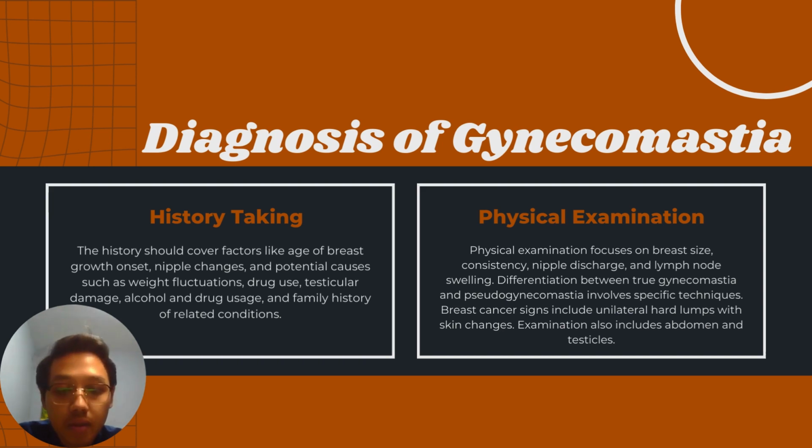And the second one is the physical examination. Physical examination focuses on breast size, consistency, nipple discharge, and lymph node swelling. Differentiation between true gynecomastia and pseudogynecomastia involves specific techniques. Breast cancer signs include unilateral hard lumps with skin changes. Examination also includes the abdomen and testicles.